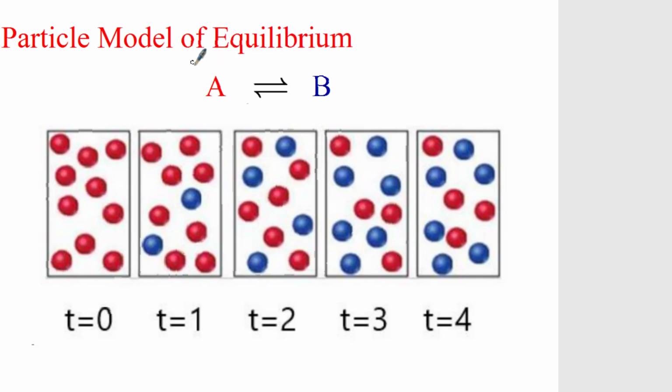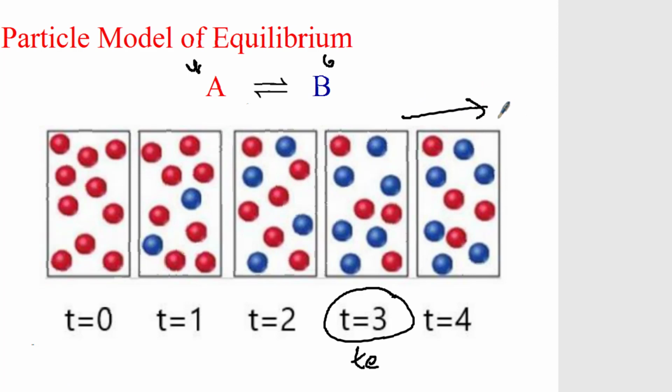Now we have 4 particles and 6 particles. Oh, it means we're getting closer to equilibrium. And take a look at time equals 4. We're still at 4 particles of red, 6 particles of blue, which means time equals 3 is the first time when we are at equilibrium.